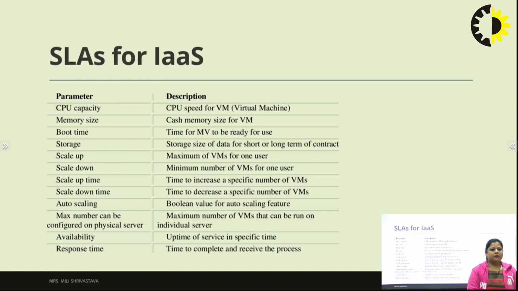Auto scaling, Boolean value for auto scaling feature. Maximum number that can be configured on a physical server. Maximum number of virtual machines that can be run on an individual server. Availability, uptime of service in a specific time. What is the response time? Time to complete and receive the process.